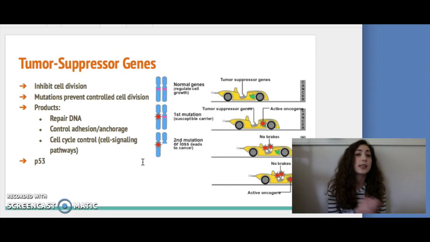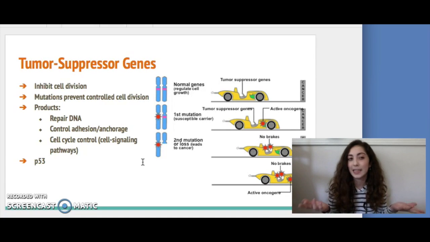But when you take the brakes out, so when you get a mutation in a tumor suppressor gene, then you don't stop and you just keep on dividing. If you were a cell, you would just keep on dividing and end up as a tumor. And the mutations prevent controlled cell division, and the tumor suppressor gene products also repair DNA, control adhesion or anchorage, which has a role in the spreading of cancer, or cell cycle control.